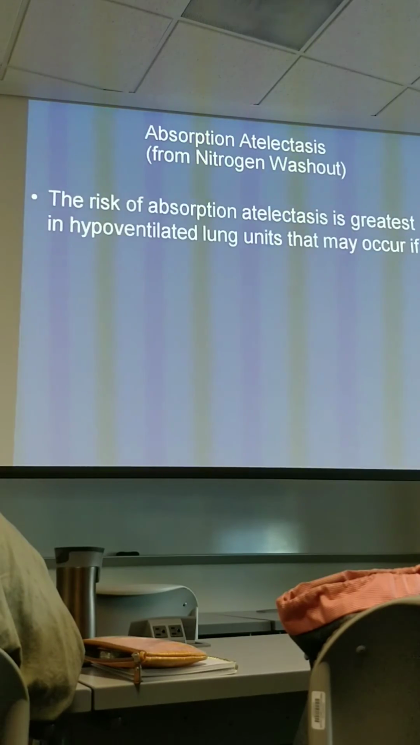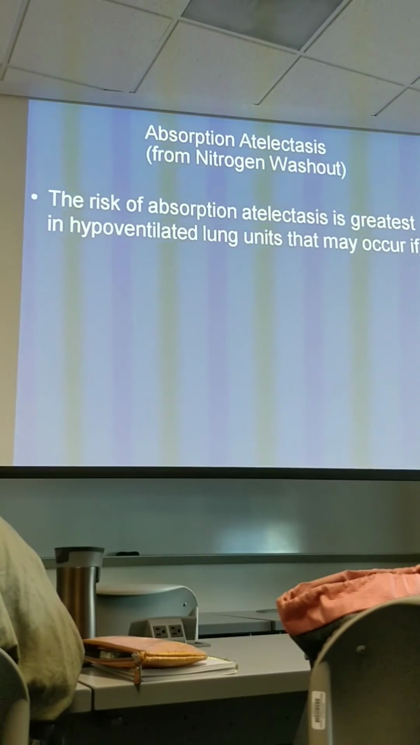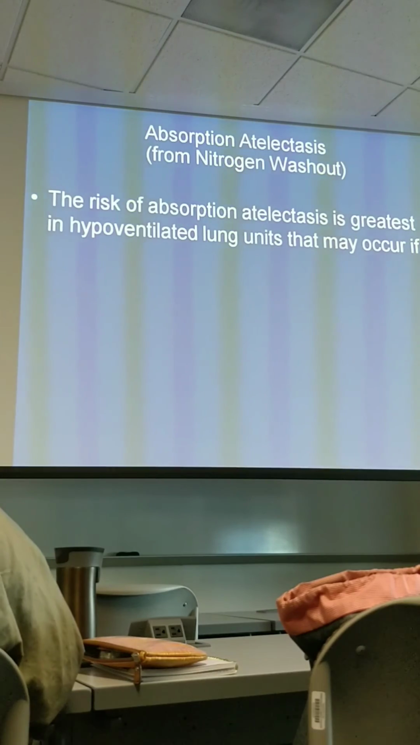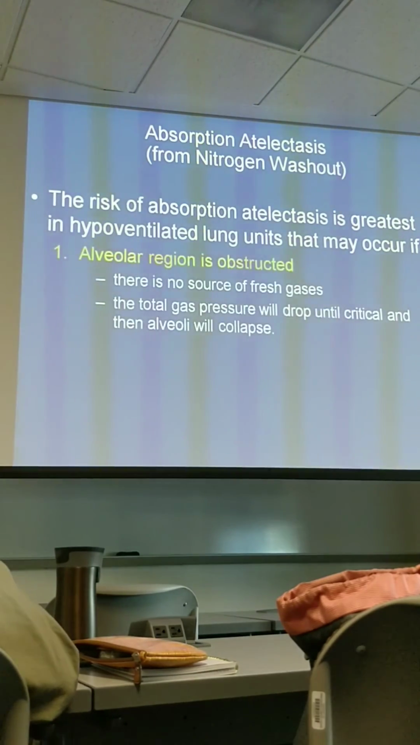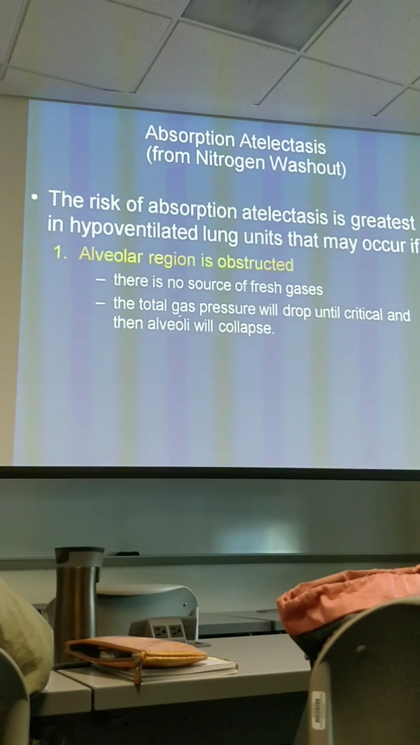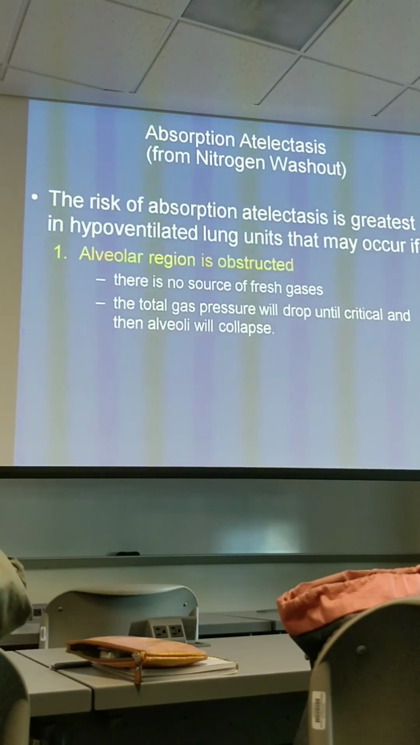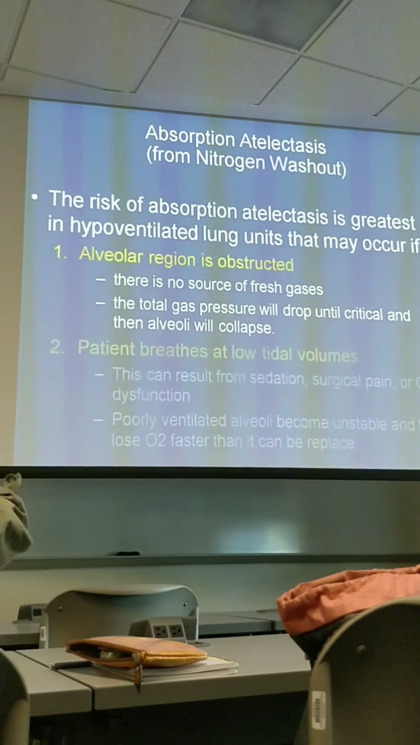The risk of absorption atelectasis is greatest in hypoventilated lung units, like right here. If an airway is obstructed and there's no source of fresh gases, total gas pressure will drop, and that's what I just drew. If you had a big old mucus plug or aspirated a foreign object that they couldn't get out of there, eventually the alveoli that lead from that takeoff will collapse.